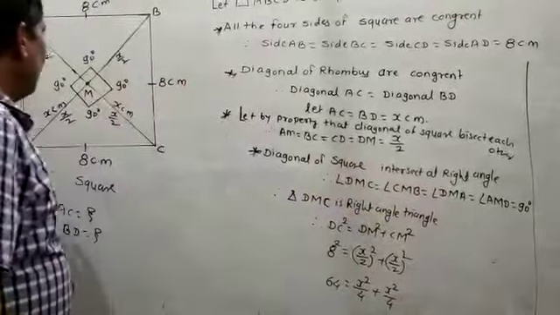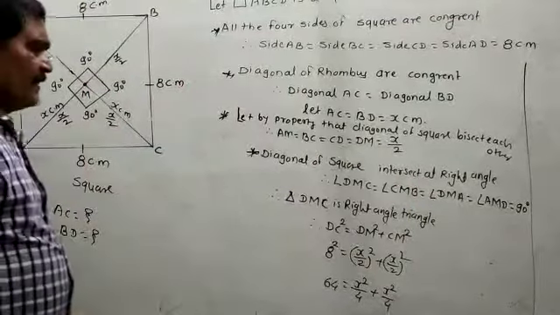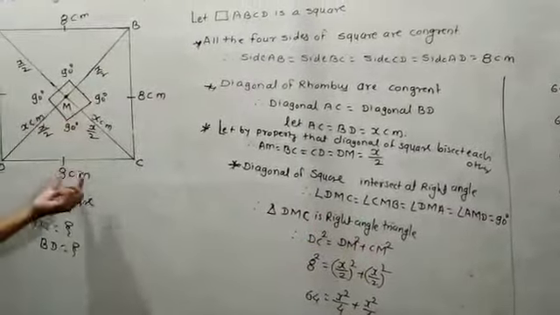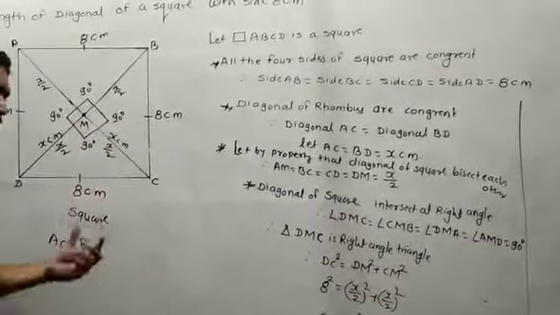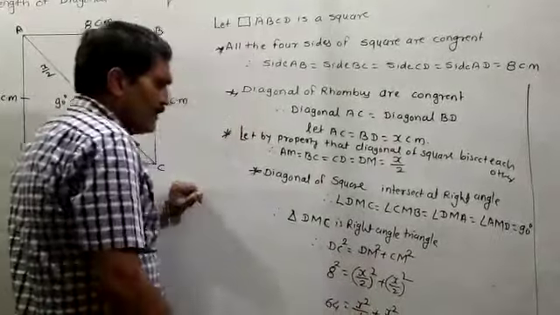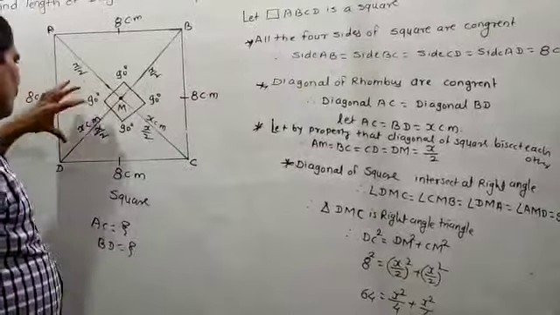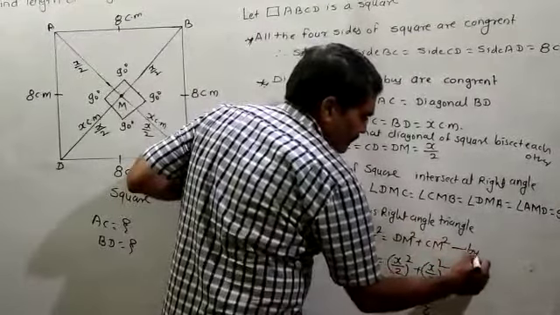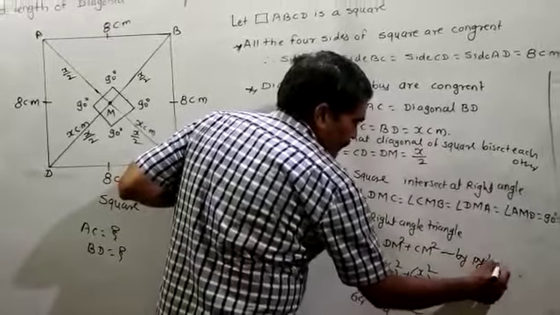If this angle DMC is 90 degrees, then I will say that triangle DMC is a right angle triangle. The side opposite to the right angle is the hypotenuse. Hypotenuse square is equal to side 1 square plus side 2 square. So DC square is equal to DM square plus CM square, by the Pythagoras theorem.